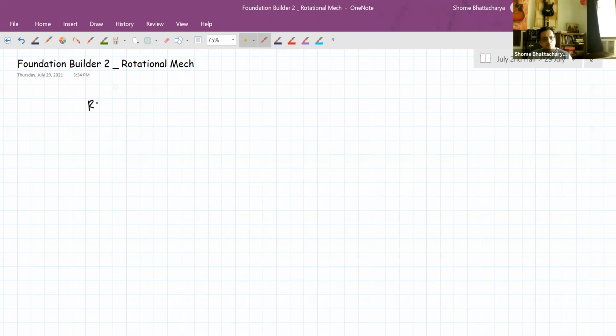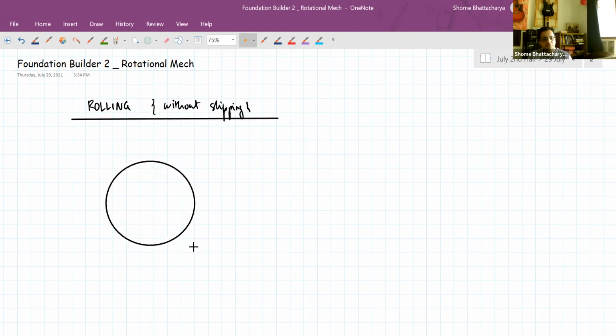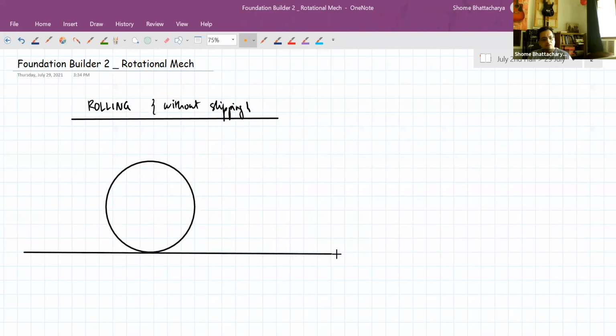Okay, so we had seen the concept of rolling without slipping as basically a constraint relation, that the combination of rotation and translation for a round object like a sphere or a cylinder moving on a plane surface, or moving on any surface for that matter, should be happening in such a way that the point of contact should be at rest. Or the point of contact should not be slipping.